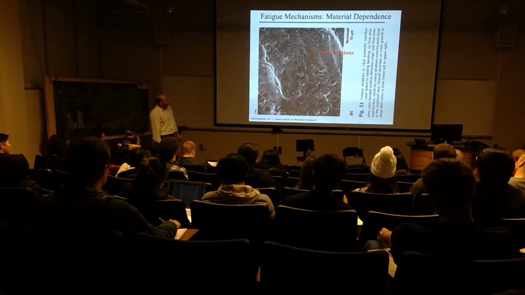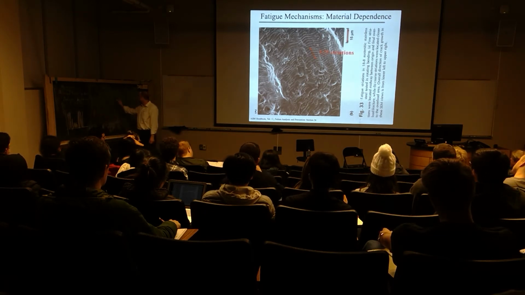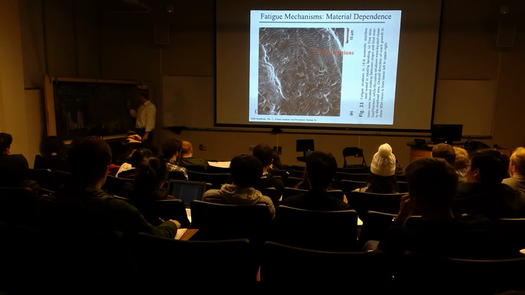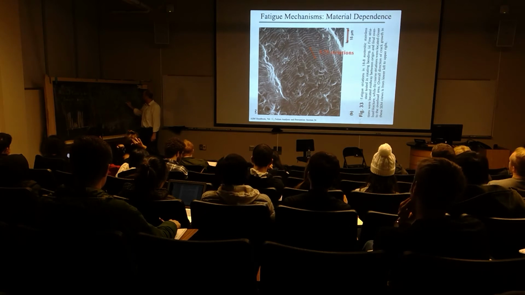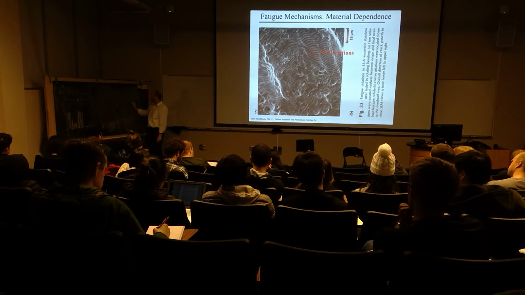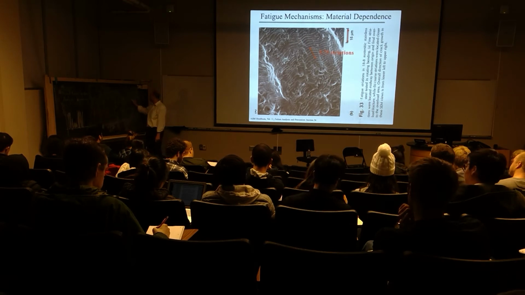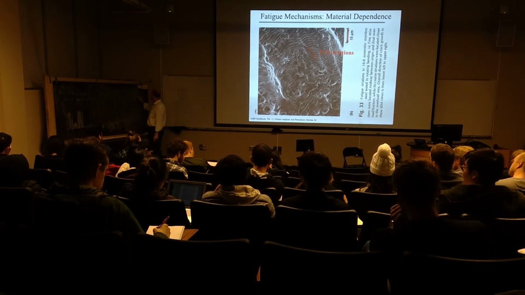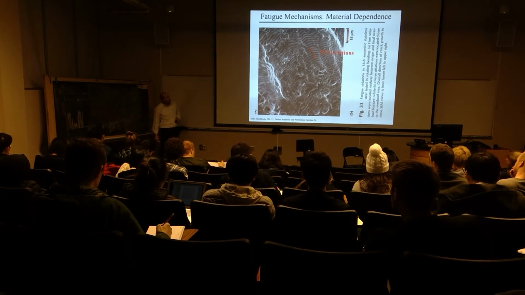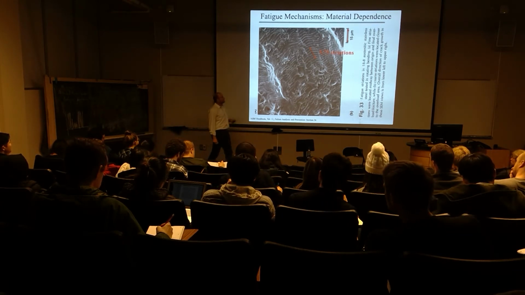What I can do is, hopefully, I can say that I know that this is an area where Paris law applies. So I know that this is the case, and I can say that that should be defined by Paris's law, which is da/dN = A ΔK raised to the power n. When I see the striation markings, I can get the da/dN.